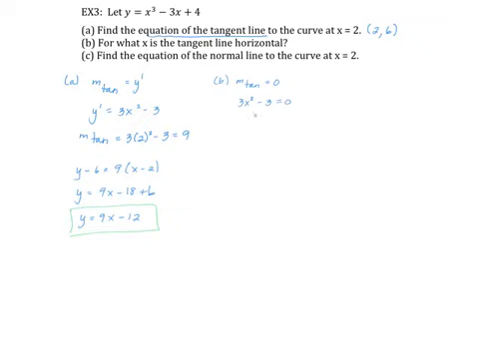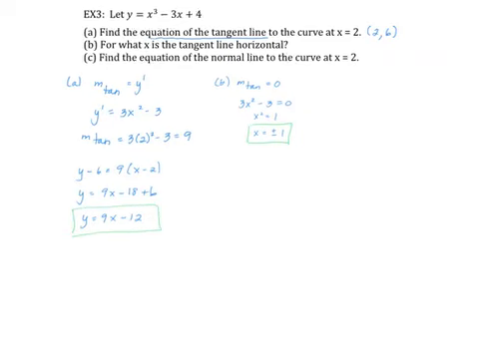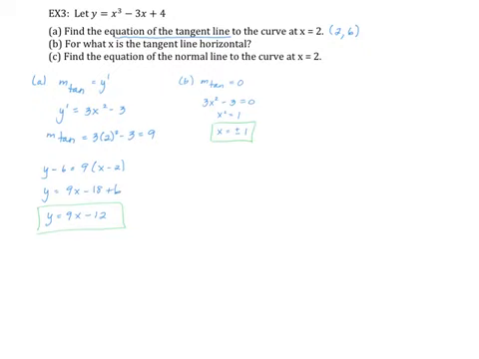So we'll get x squared is equal to 1. So x is equal to plus and minus the square root of 1, which is just 1. So these are the x values, positive 1 and negative 1, where the tangent line is horizontal. So let's look at part C.